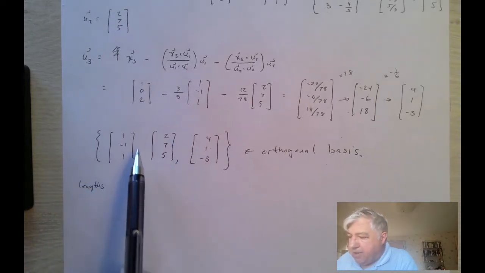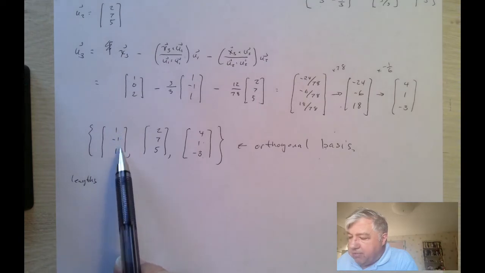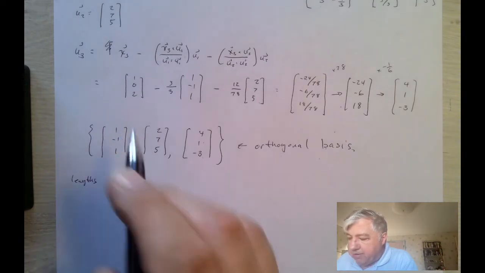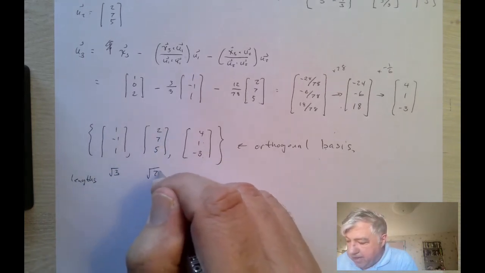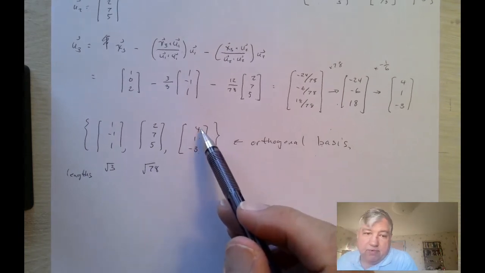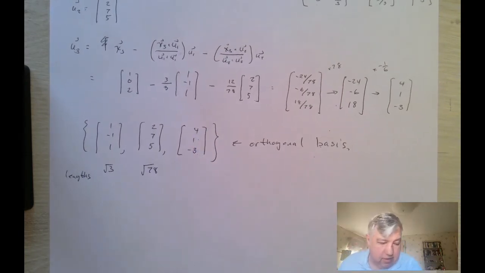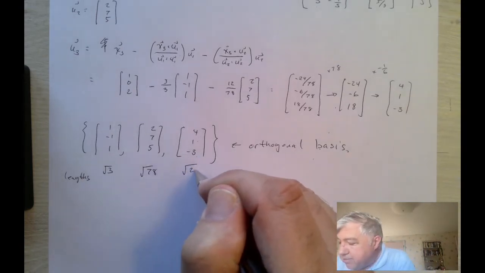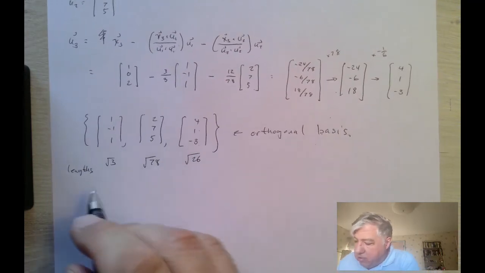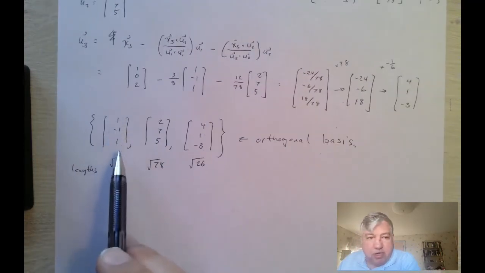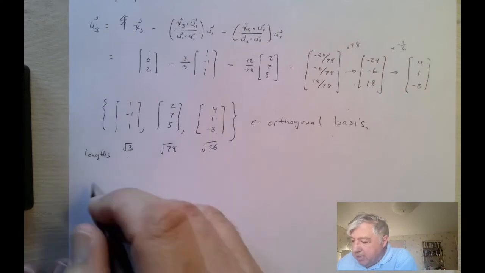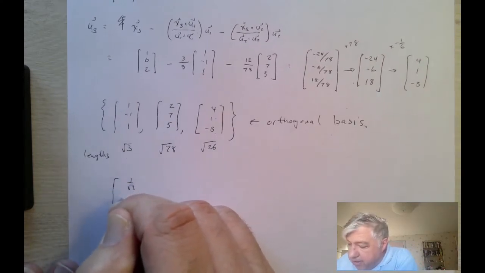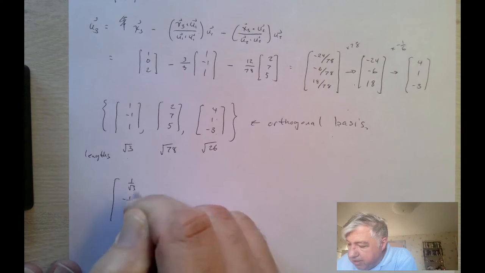And here, we can see what the lengths will be. This will be 1 squared plus negative 1 squared plus 1 squared. So that's 3. Take the square root. This is going to be the square root of 3. Here you can see this will be the square root of 78. And here this will be 16 plus 1 plus 9. 16 plus 9 is 25, plus 1 is 26. So take the square root of 26. So to get an orthonormal basis, we divide all the components here by square root 3, these components by square root 78, and these by square root 26. So we get 1 over square root 3, negative 1 over square root 3, 1 over square root 3, and so on.